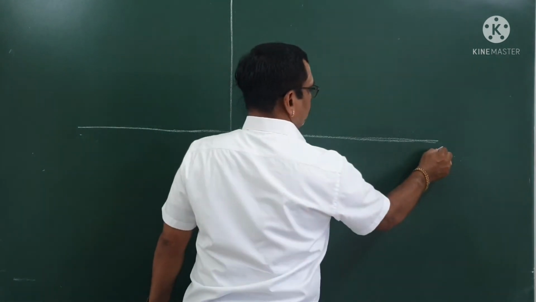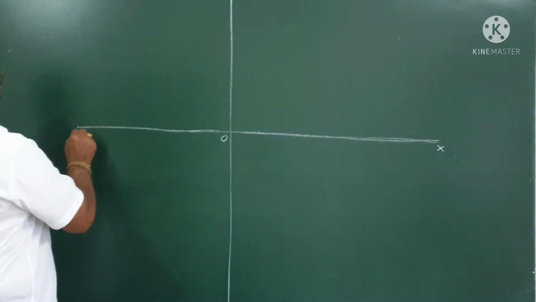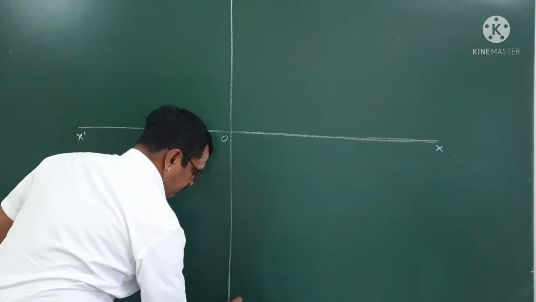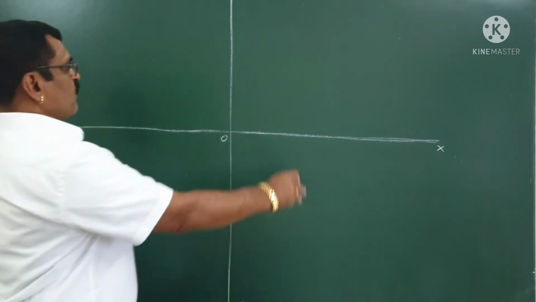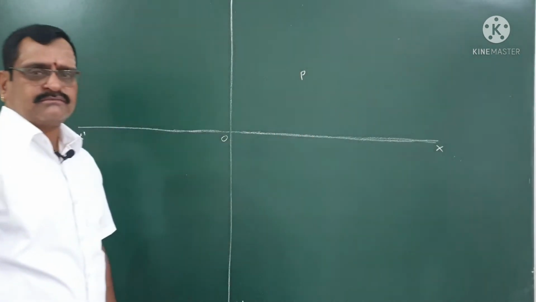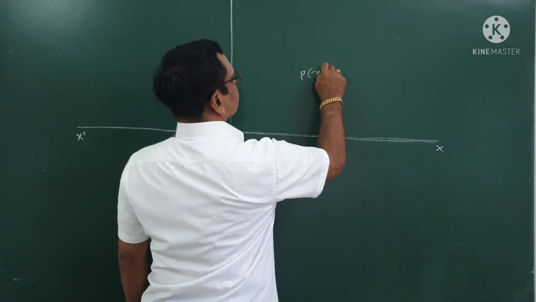Origin, x-axis, x point, y. Let P be a point in the first quadrant. So obviously its coordinates are x comma y.